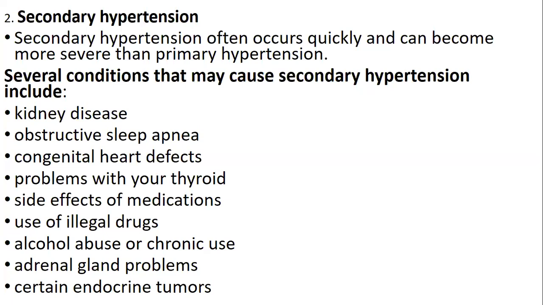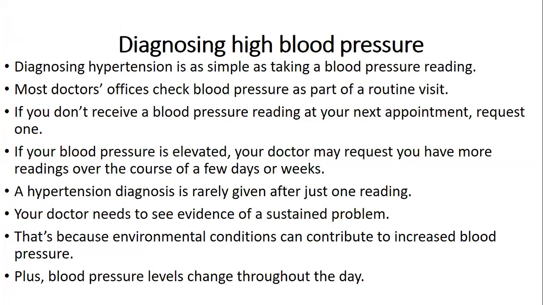Several conditions may cause secondary hypertension. These include kidney disease. If the kidney gets affected, hypertension can also arise. There are a number of other conditions, including side effects of some medications, use of illegal drugs, alcohol abuse, as well as certain endocrine tumors that may cause hypertension secondary to those. Treatment there starts by treating the primary cause. If it is an endocrine tumor, treat the tumor, then the hypertension will go.